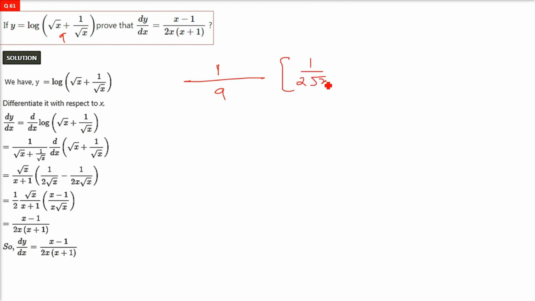And the differentiation of root x is 1 by 2 root x, 1 by under root 2x. So what will it be? It will be 1 by x under root x, twice. How is it going to come? I'll show you. Because in the denominator it is under root x, when this root x goes in the numerator, it is going to be x to the power half. In the denominator goes x to the power minus half.